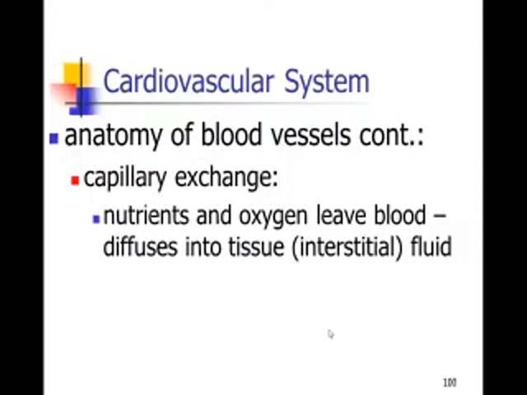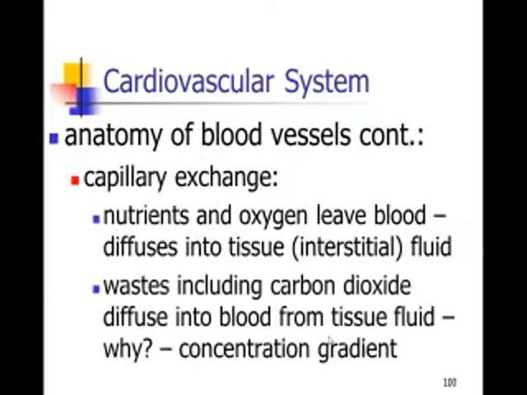So nutrients and oxygen are going to leave the blood. The reason they leave the blood is because of the concentration gradients, and they diffuse into the tissues. The fluid surrounding the cells is called interstitial fluid or tissue fluid. Waste and carbon dioxide diffuse into the blood from the tissue fluid. And why would that be? Right, concentration gradient. She's rolling her eyes because that's already written in here.